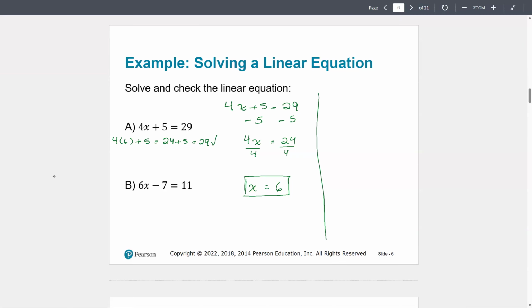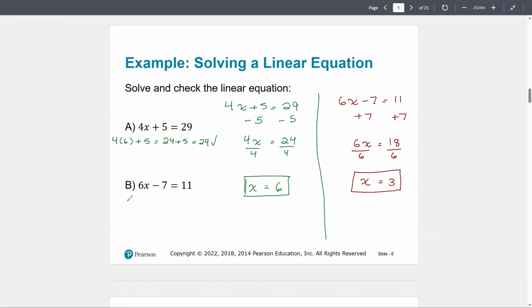Now if we look at b, b is 6x minus 7 equals 11. In this case, we want to get the x term by itself. So we want to leave this alone for right now, but we have this 7 here, this constant. So we have minus 7, so we just add 7 to counter that subtraction. Because we add 7 here, we add 7 here. So we get 6x is equal to 18. Now we want to get rid of this 6. So we divide by 6, and then we have to divide the other side by 6, meaning that x is going to be 3.